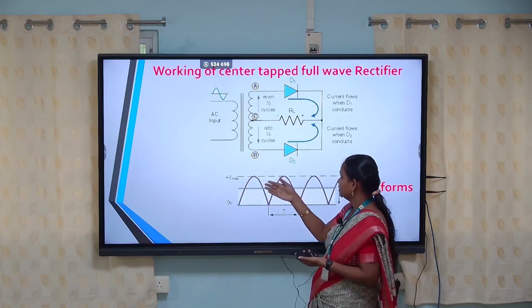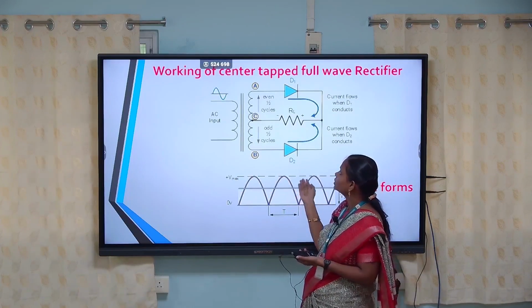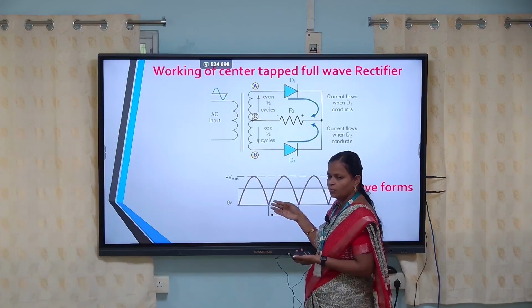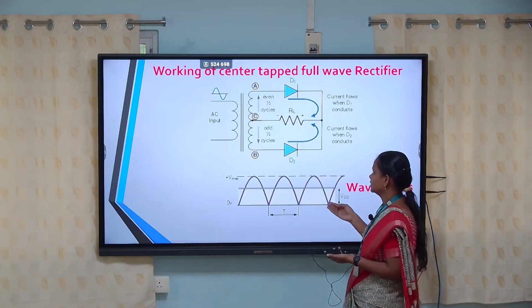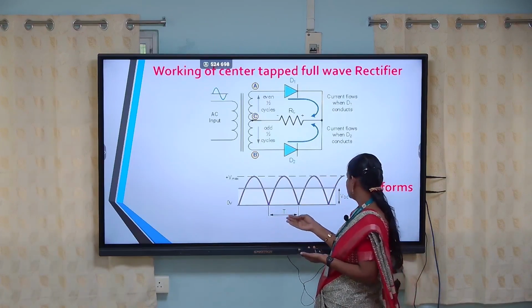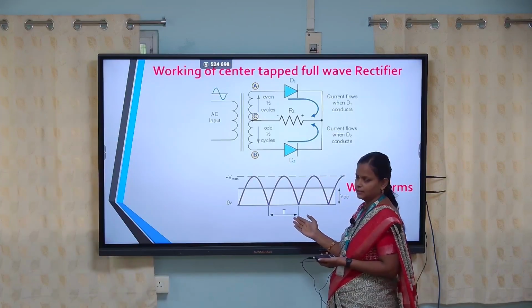In this way, alternately the diodes D1 and D2 conduct the current for both half cycles. In this way the process executes, which can be represented by the waveform diagram shown here.